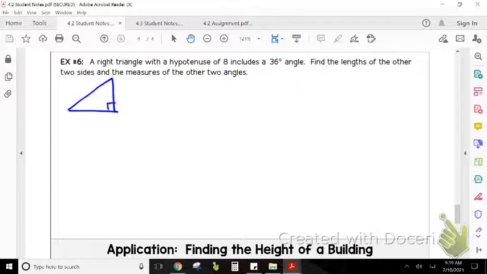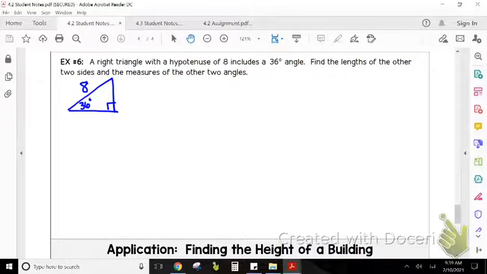So there's my right angle, so I know this is 8. And it includes an angle of 36 degrees. It doesn't matter which one we let be the 36. I'm going to put it down here. Now it wants us to find the lengths of the other two sides and the other two angles. So in the end, I need to know all 3 sides and all 3 angles.